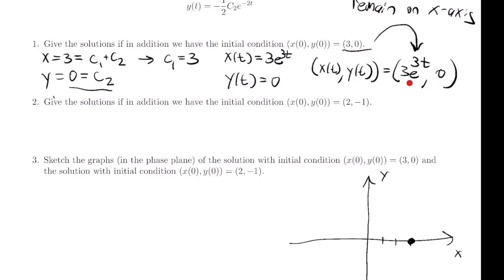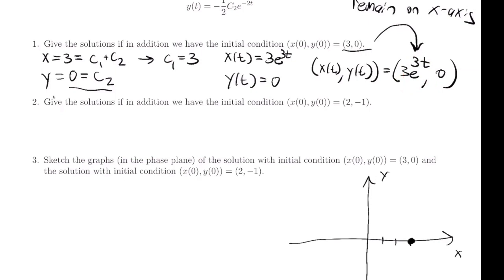Y is always 0. It has to stay on the x-axis the whole time. Yeah, so we're going to stay on the x-axis, and then the question is, are we going to move to the left or to the right on the axis? Because we do want to indicate the direction of time here, and as t increases, the value of x is going to increase, so we're going to be moving to the right.